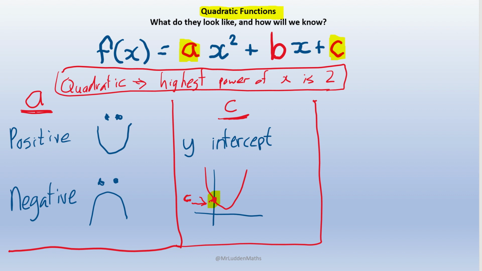All right, and one more note. For my quadratic functions, if you link this back to your factorizing, if you factorize your quadratic, you will get two values for x.